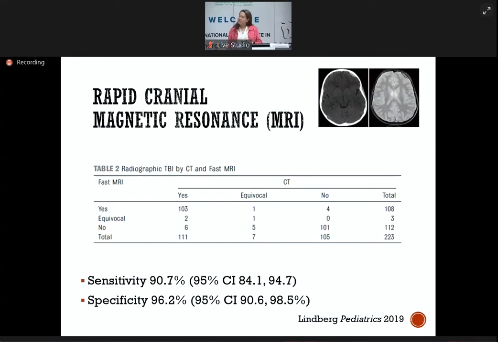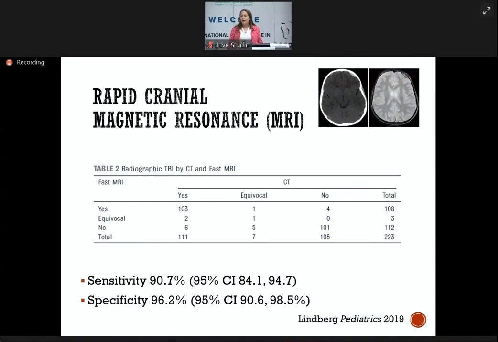The best study was published in 2019 by Dan Lindberg in Pediatrics, and he had a series of 223 children who had both a CT and an MRI performed. Of the 111 who had a positive CT, as defined in the study, 103 had a positive MRI, 2 had an equivocal MRI, and 6 had a negative. That's a sensitivity of 90% and a specificity of 96%. Those findings that were not identified on MRI were minor intracranial hemorrhage or other findings without needing surgical intervention.